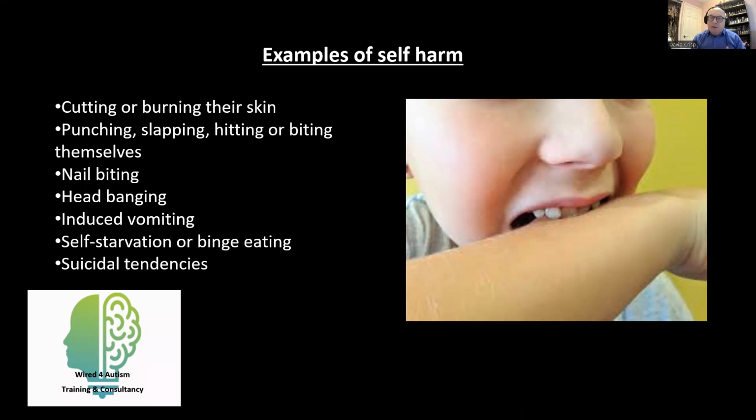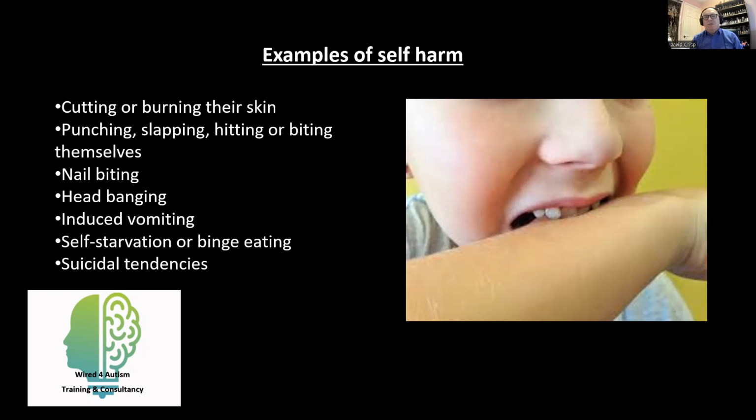Sometimes that is because of severe anxiety. Sometimes it's just for the sensory buzz, the sensory sensation of the feeling that they get from that. And obviously you see a lot of autistic children, particularly those at the more severe end of the autism spectrum, will have lots of calluses where they've been biting their fingers, biting their hands many times.